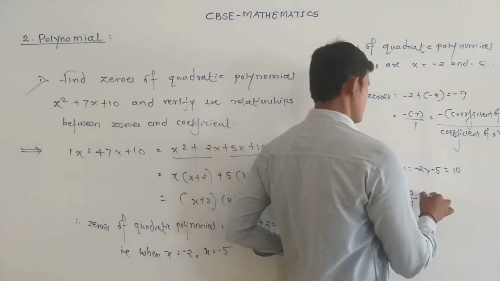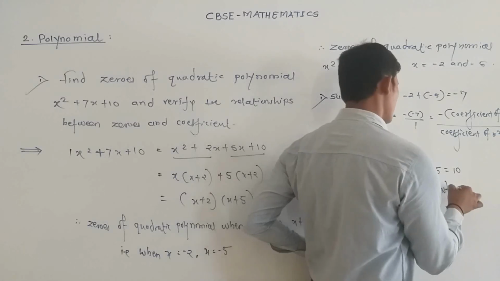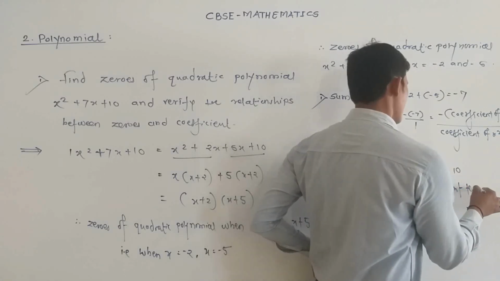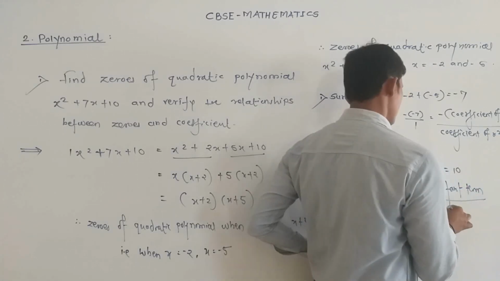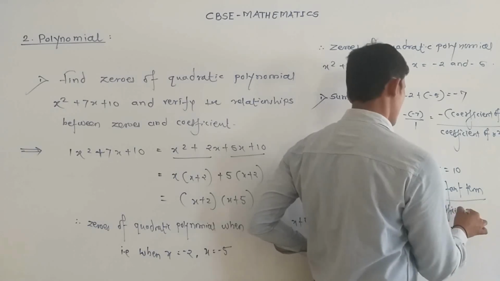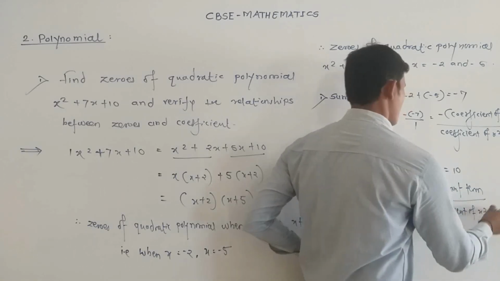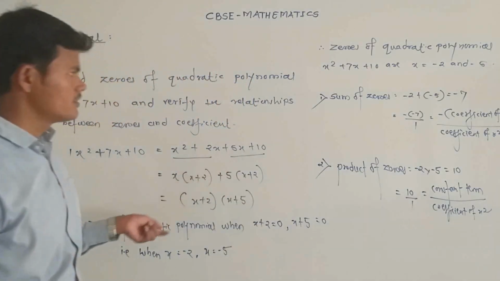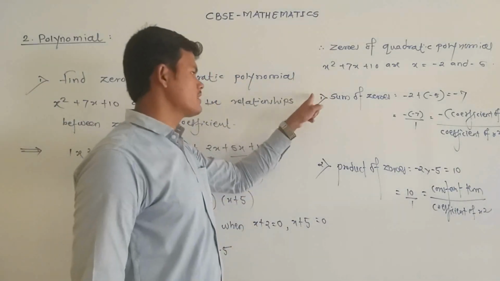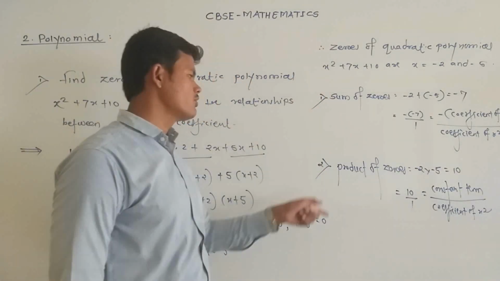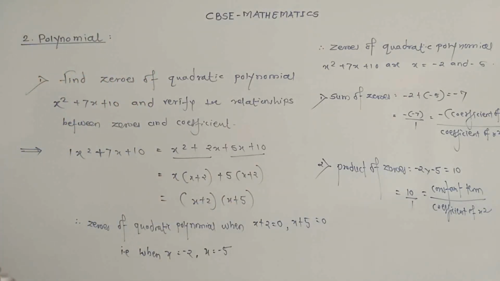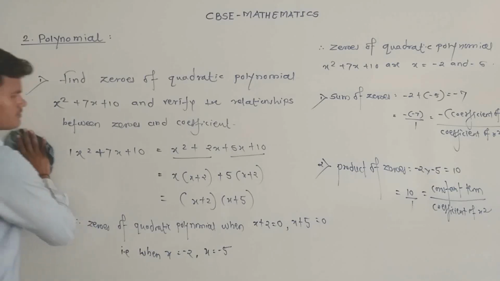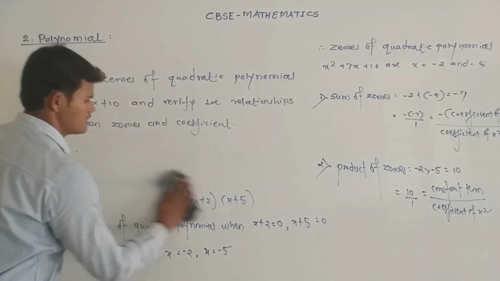So the second relationship is also constant term divided by coefficient of x square. So these are the zeros of the polynomial and these are the relationships between the zeros and the coefficients of a polynomial. Now see the second question, which is similar to the first one.